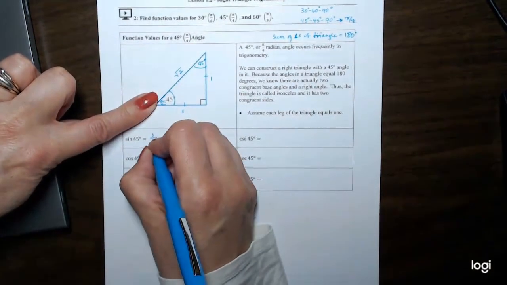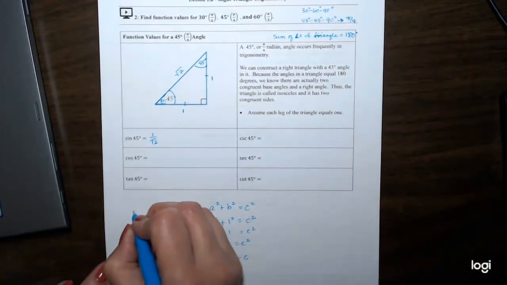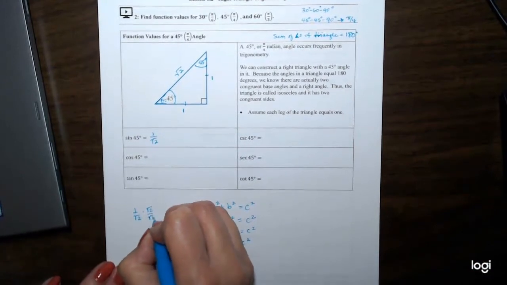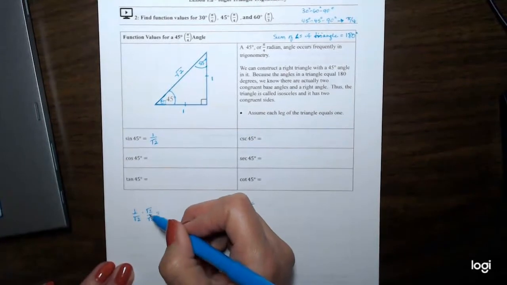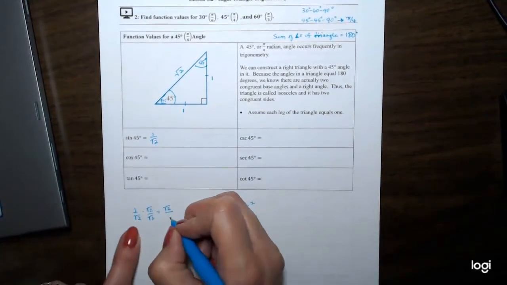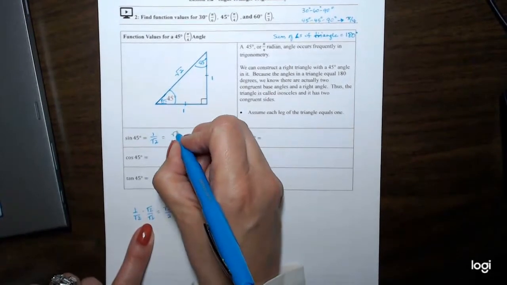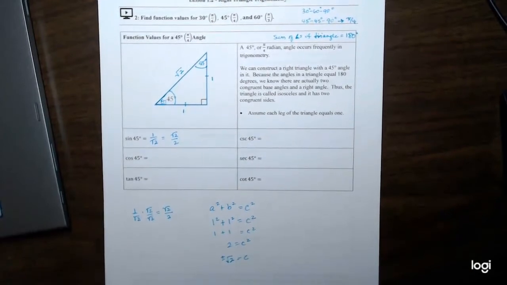It's 1 over the square root of 2. That is not rationalized. 1 over square root of 2, I'll have to multiply the top and the bottom by square root 2 over square root 2, which is like multiplying by 1. And my numerator becomes square root 2, and my denominator becomes 2. Square root 2 over 2 is sine of 45 degrees. This is something we need to memorize. It's so important. We use it all the time.